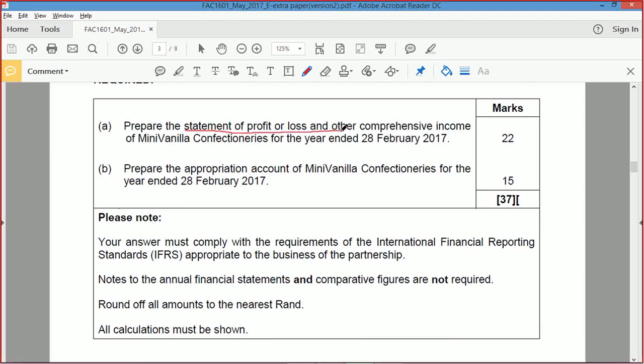So looking at this, you can see that we're preparing a statement of profit and loss and other comprehensive income. So what must we do for that? What are we going to be looking at? What should we be thinking about? It's financial assets and liabilities. No, not in the statement of profit and loss. How do you calculate a profit? No, it's capital. Capital wouldn't be part of this statement.